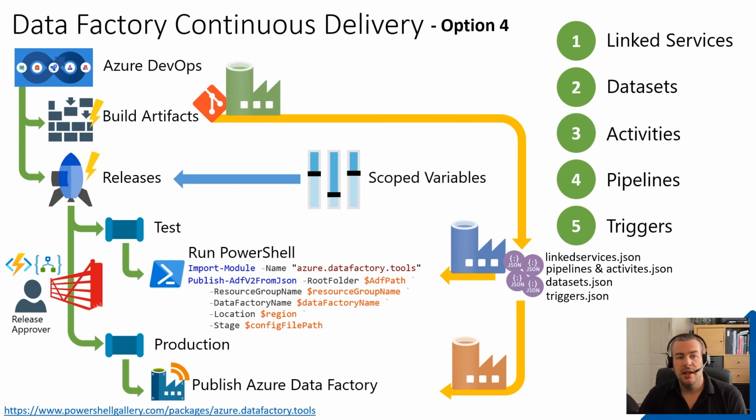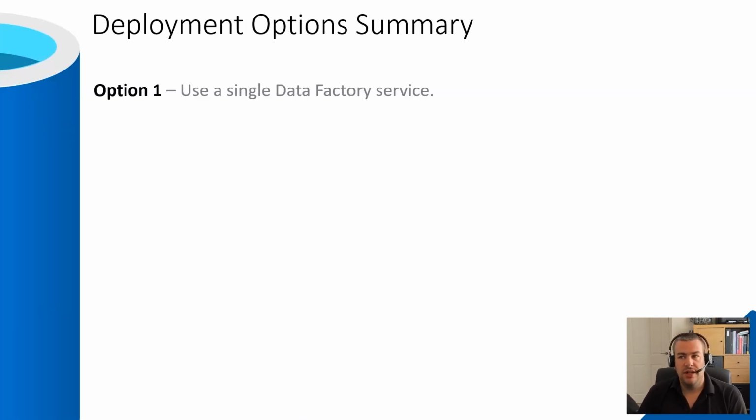We can, if we like, go one step further as well, and there is now a custom task. I believe it's still in preview, but it's a custom task available within the Azure DevOps marketplace to do this publish of Data Factory, giving us this granular control so we don't need to use the ARM template. So that's option 4 as well, building on option 3. Just bear in mind, you might want to explore that.